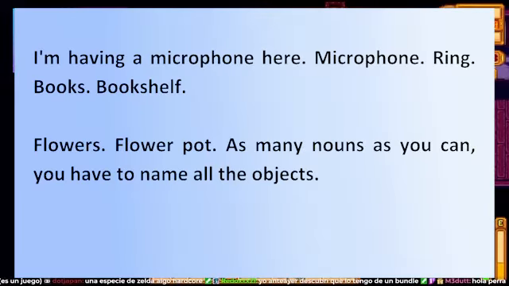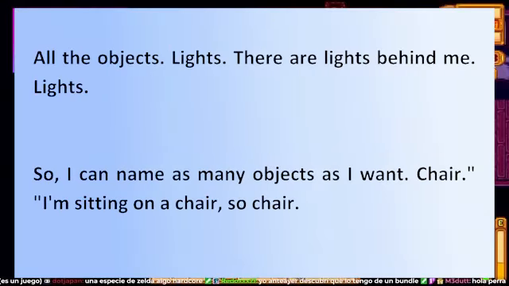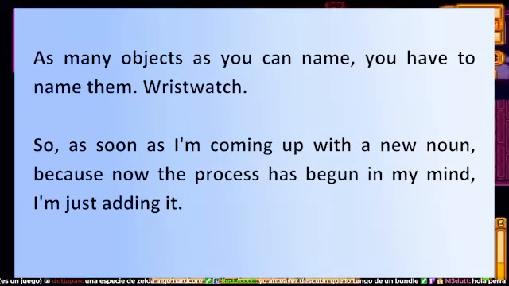Bookshelf. Flowers. Flower pot. As many nouns as you can, you have to name all the objects. All the objects. Light. There are lights behind me. So, I can name as many objects as I want. Chair. I'm sitting on a chair, so chair. As many objects as you can name, you have to name them. Wristwatch. So, as soon as I'm coming up with a new noun, because now the process has begun in my mind, I'm just adding it.